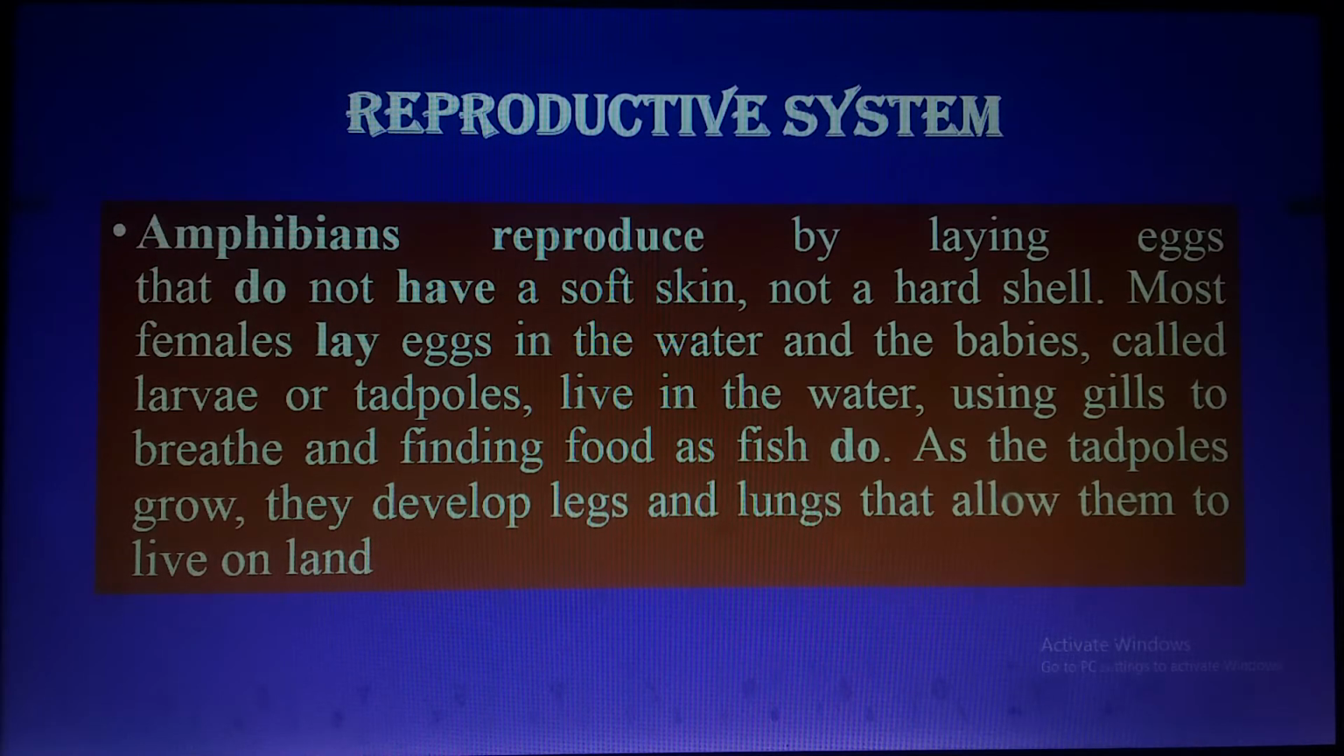So the male produces sperms and the female lays the egg in the water, and both sperm and egg fuse in the water and produce a zygote that develops into the larva, the tadpole, that lives in water and uses gills for respiration and finding food, like a fish too. As the tadpole grows, it develops legs and lungs and each and every system when it becomes an adult.